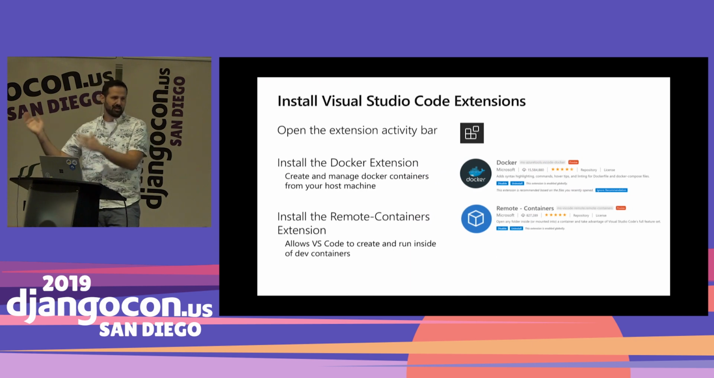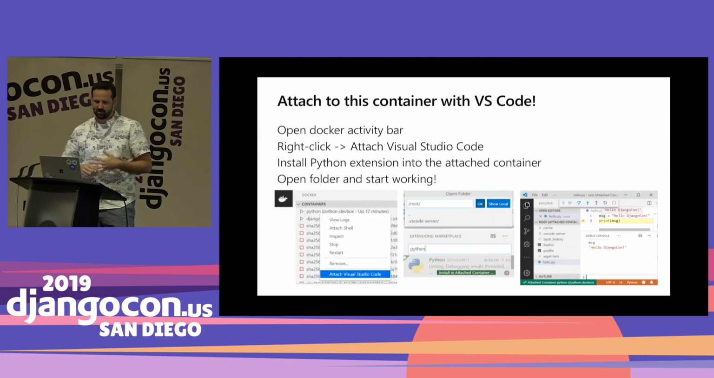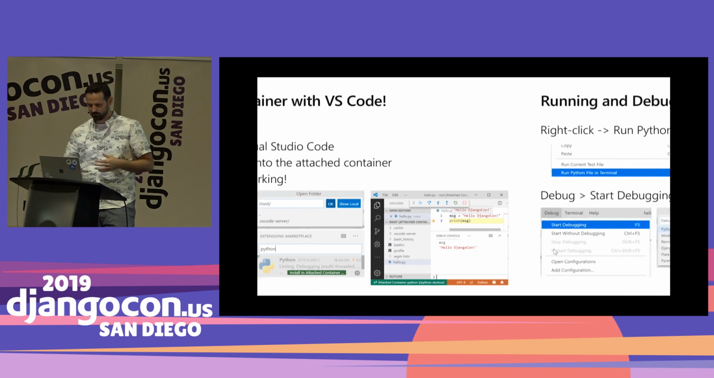So I've got a bunch of slides here that are more for reading offline, so I'll go through them fairly quickly. But just a quick recap: we installed the Docker and Remote Containers extensions, and then we right-clicked from the Docker tab and attached to the container that we had. We installed the Python extension into the container, and then we opened a folder and did some debugging.